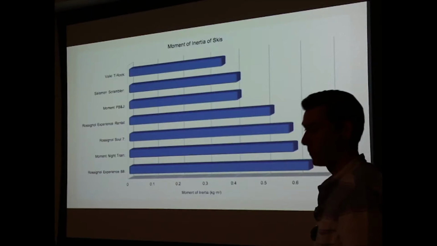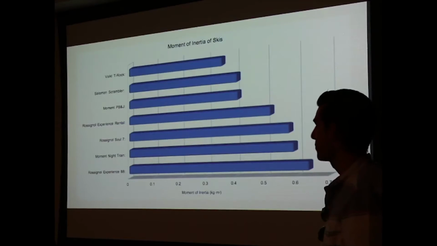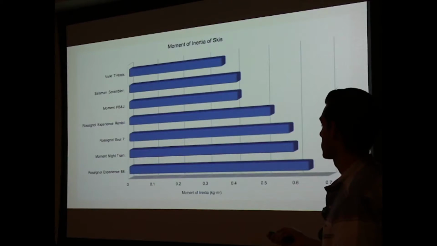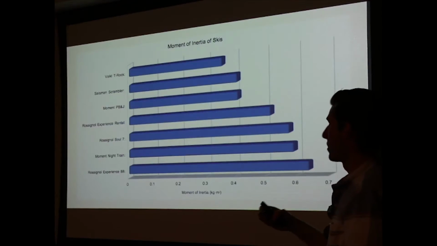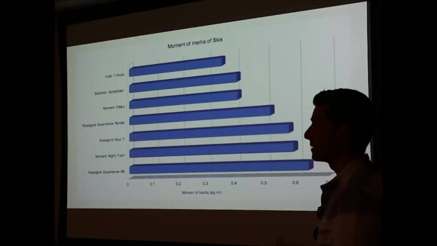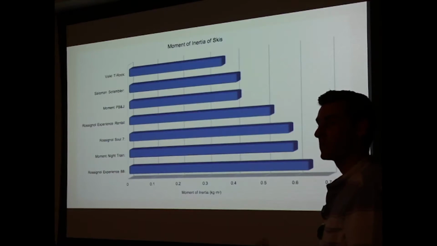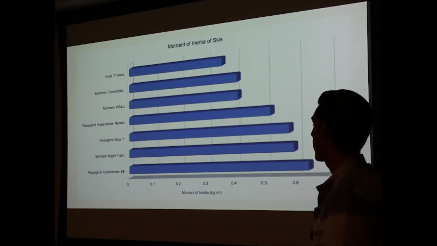And then next is the Sol 7, that Rossignol powder ski, which did come in underneath the Rossignol Experience 88, which absolutely makes sense. What I was surprised was that the Night Train, the biggest and heaviest ski that I tested, didn't have the highest moment of inertia. And I think it's similar to the PB&J. It also had touring bindings on it, so that changed the moment of inertia, as well as the Experience 88 was missing bindings, which would lower the mass and make its moment of inertia appear higher.